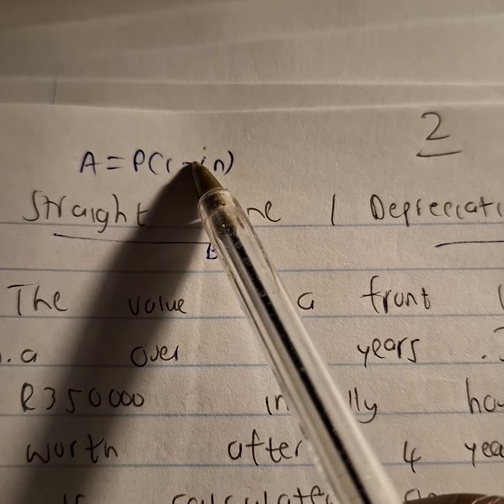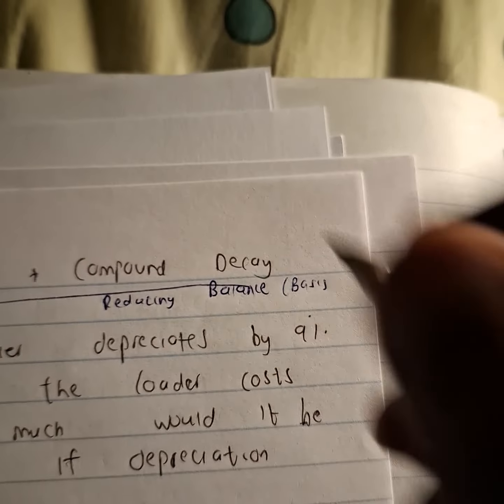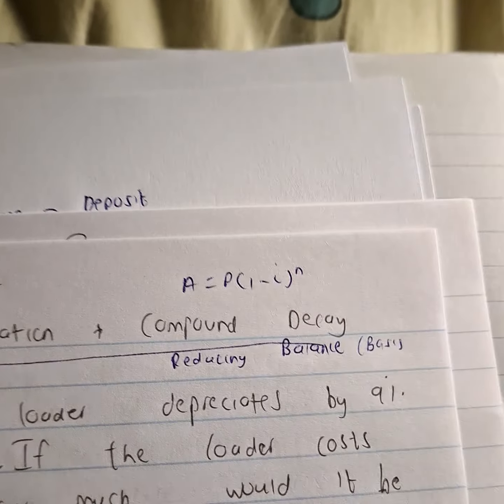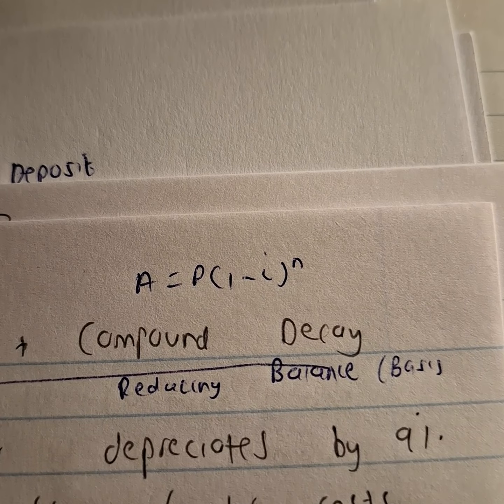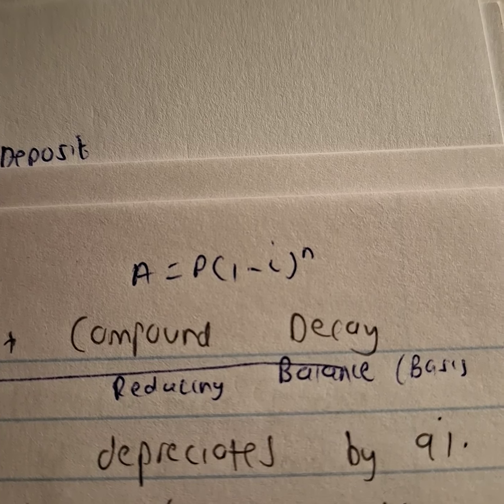So the negative features in the formula, whereas compound decay or reducing balance basis has this formula: A is equal to P(1 minus i) to the power n, the n outside the bracket. So you just need to make the distinction. Let's look at a question here.